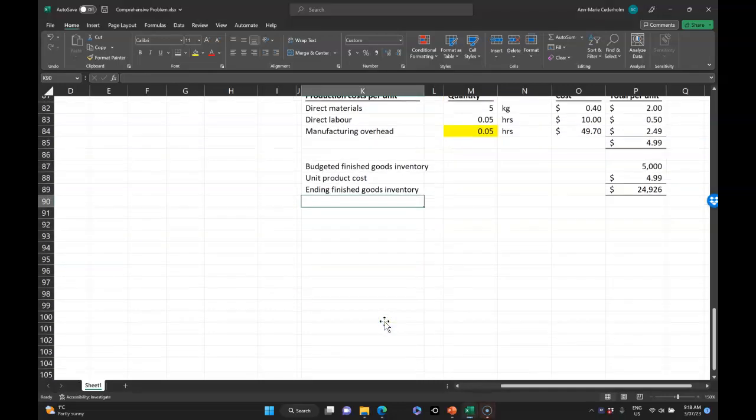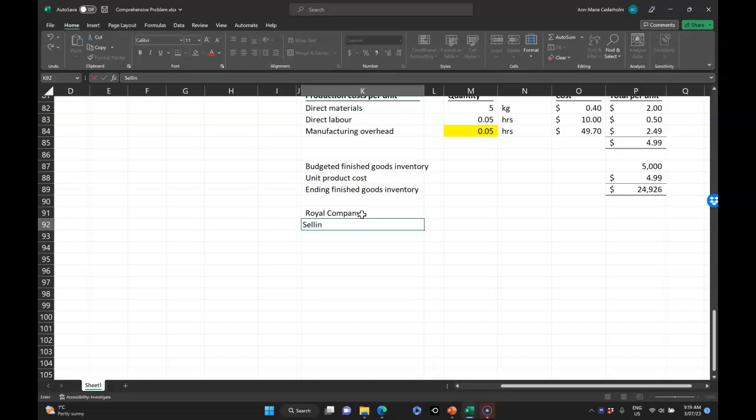So there's one last budget that I'm going to do, and this is going to be my selling and administrative budget. And once I have this one, then I'm ready to put together my cash budget and my statements.